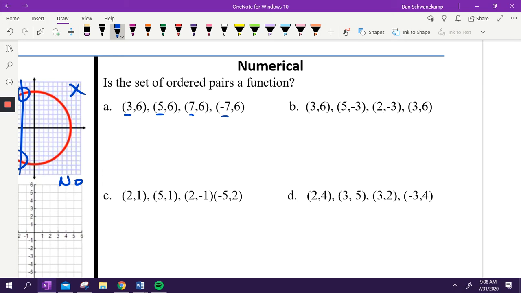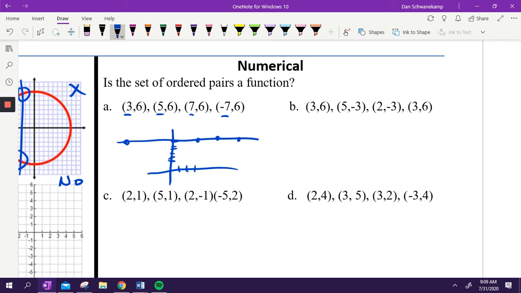If you don't remember, draw a quick picture of that. All right, 1, 2, 3. 1, 2, 3, 4, 5, 6. Boom. 5, 6, 7, 6, negative 7, 6. Is that going to pass the vertical line test? Yeah, it's a horizontal line. The y's repeated all the time. Who cares? I don't care if the y repeats. It's the x that can't repeat to two different y's.